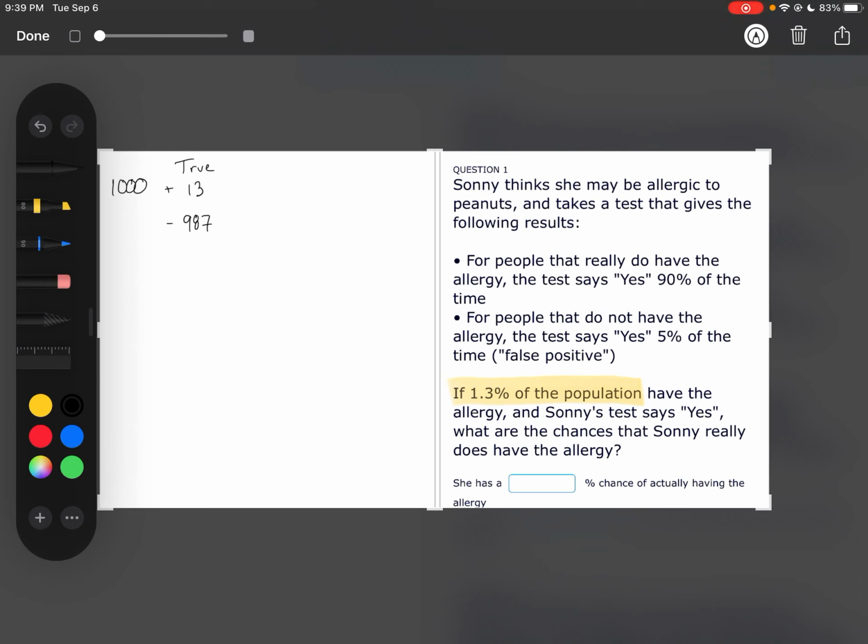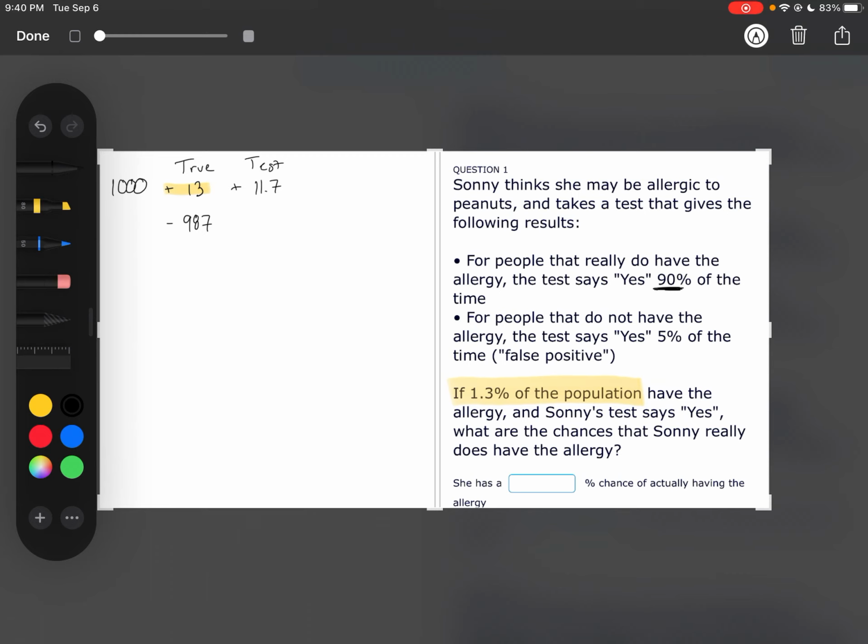So after this, we have to take a look at our bullet points here. So for people that truly are allergic to peanut butter, so to our true positives, 90% of our true positives will get a yes test. So what that means is our true positives are here. So 13 true positives. So of those 13, 90% will test positive. So we'll do 13 times 90%. That'll say 11.7 people will test positive.